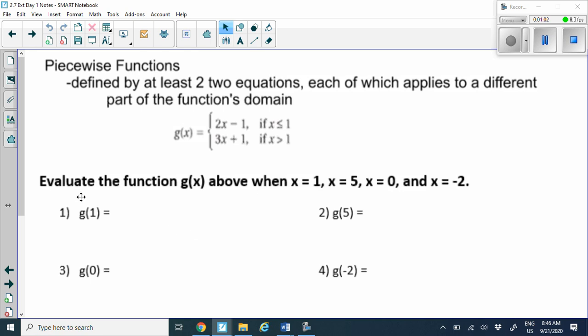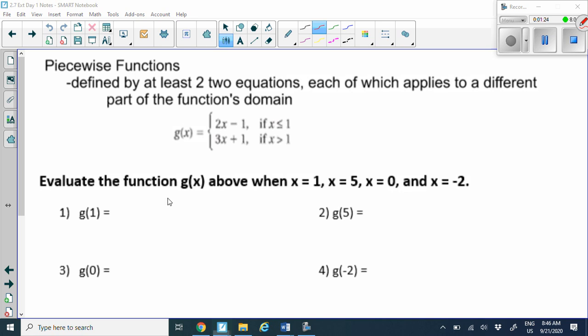Now let's go ahead, we're going to evaluate the function g of x above when x equals 1, x equals 5, x equals 0, and x equals negative 2. Now anytime we evaluate, you're only going to get one value. You have your x, now you're trying to find the y value, just like if you do any type of evaluating with other functions. Okay, the first one is we have g of 1.